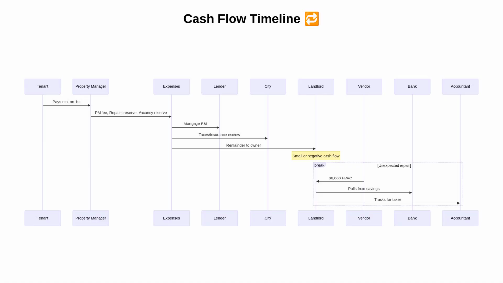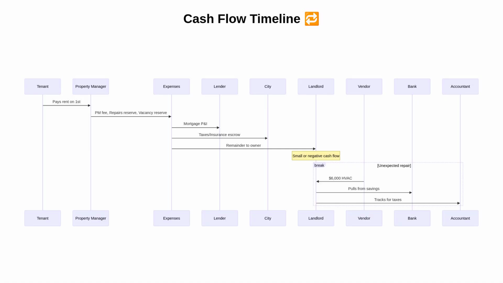The tenant pays rent to the property manager on the first of the month. The manager allocates funds to fees, repair reserves, and the vacancy reserve. Expenses are then directed to the lender for principal and interest, and to the city or insurer for taxes and insurance through escrow. Whatever remains is sent to the owner, which may be small or negative.